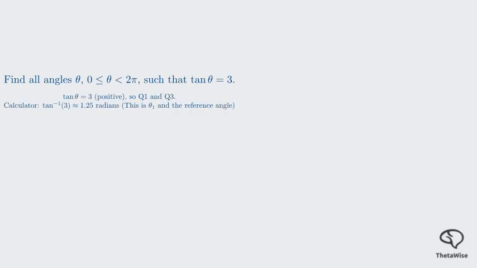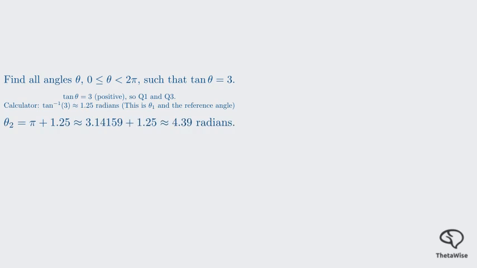Let's try one more with a calculator. Find all angles φ between 0 and 2π such that tan φ equals 3. First, the calculator gives us the initial angle. Tan inverse of 3 is approximately 1.25 radians. Since the tangent is positive, we know our solutions will be in quadrants 1 and 3. The angle we found, 1.25 radians, is in the first quadrant. This will be our reference angle.